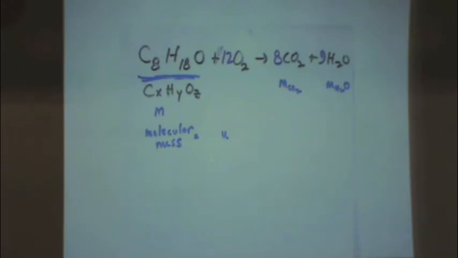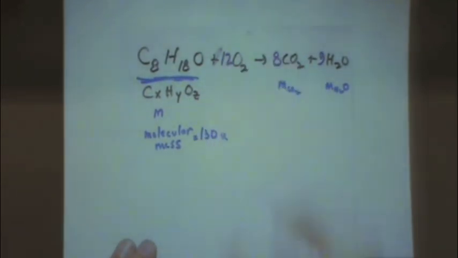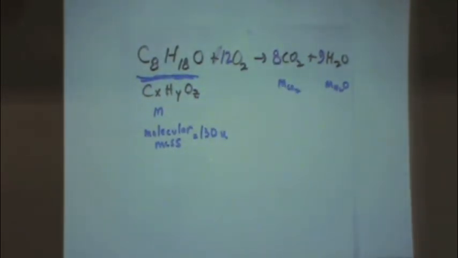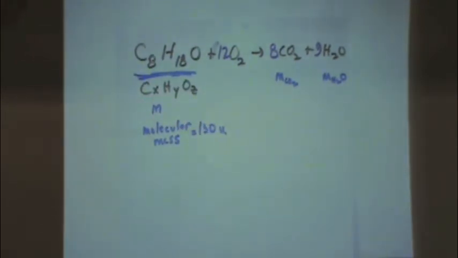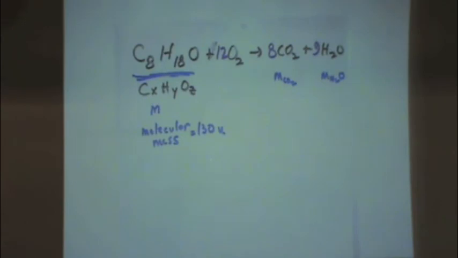96 plus 18, 114. Okay, 114 plus 16, 130? Okay, so for this molecule it'll be 130. Except remember, we wouldn't know what it is yet. We just know X, Y, Z. We know the mass of it. We know this mass and this mass. Okay, what do you do in this case?